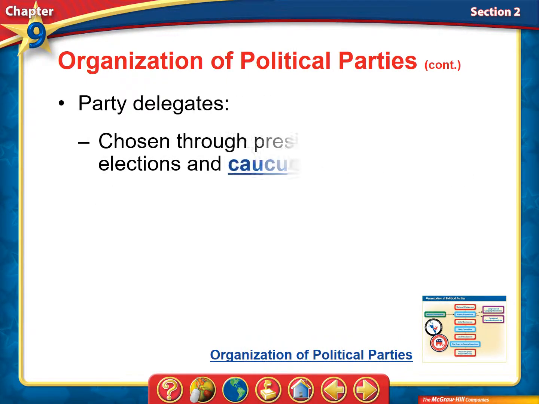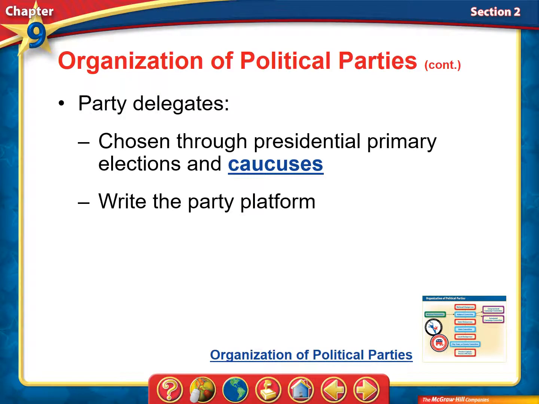Now, each party also has delegates. Some states use a popular vote to determine who is going to be that state's nominee for the political candidate. North Carolina does that. However, the state of Iowa has a caucus. A caucus is a meeting of different political party members, representatives of that party from all over the state. And they meet there and they conduct party business. At these meetings, they write down the party platform, which, if you remember, a platform is just the stated values and beliefs of that party.